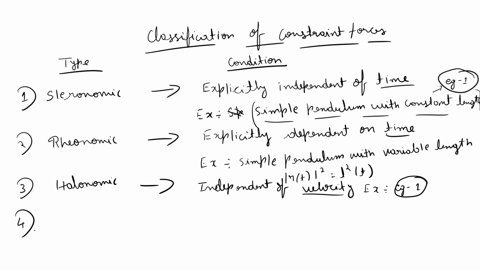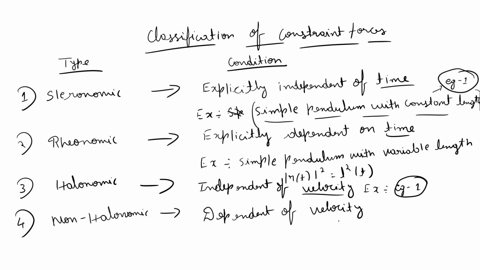Then we talk about non-holonomic. What do you mean by non-holonomic? When we talk about independent, this will be dependent on velocity, obviously, as the name suggests. You can take the example as rolling without slipping. Sorry, let me rewrite this.